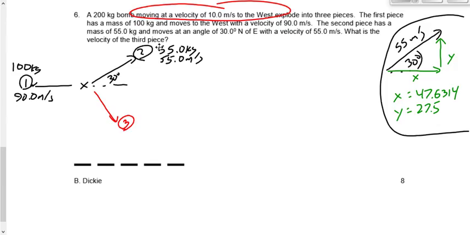So what I'm going to do now, you can choose to do this or not. I'm going to redraw this like this. My x is 47. My y is 27.5. And that 55 meters per second is gone now. Like we're never going to look at that again. And now it's just like question number 4 was. Almost, not quite, almost.